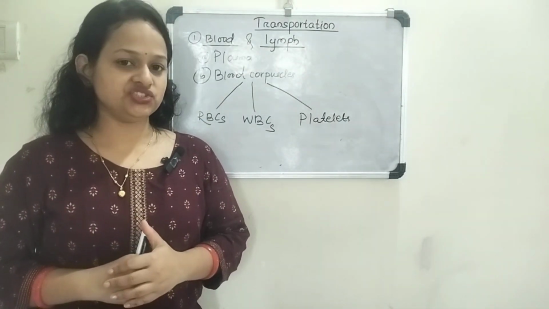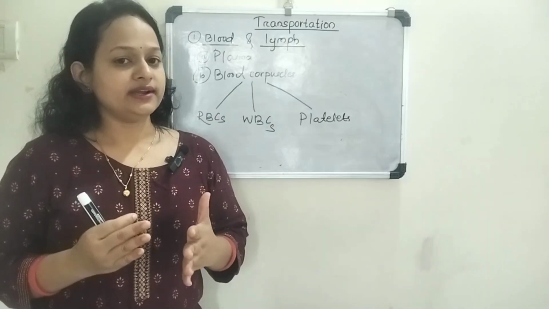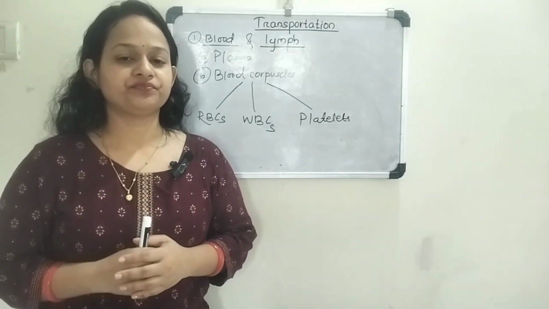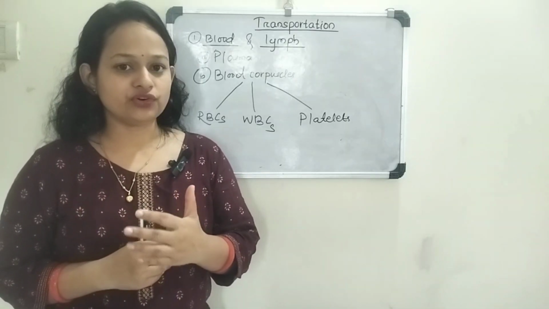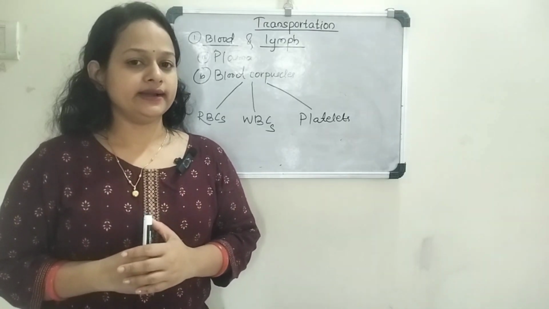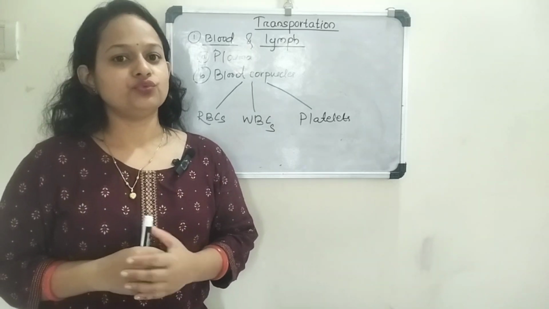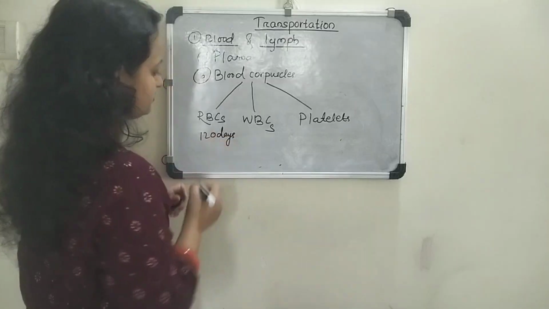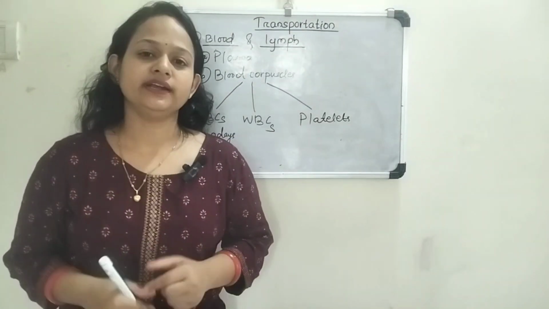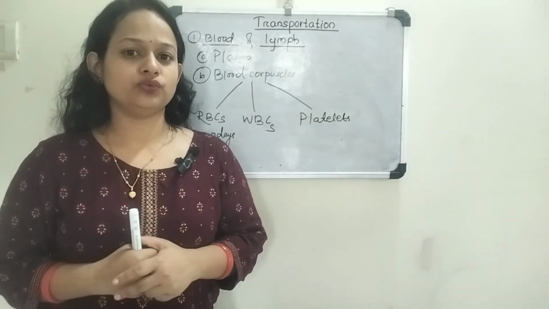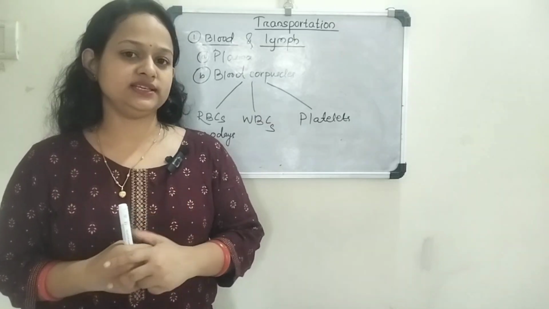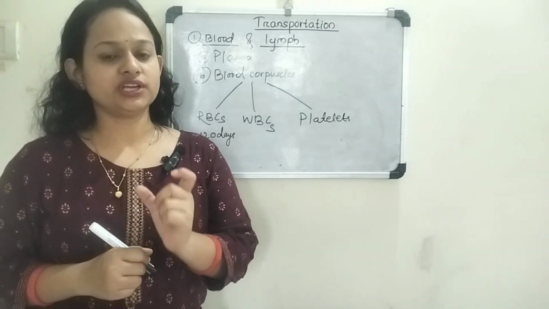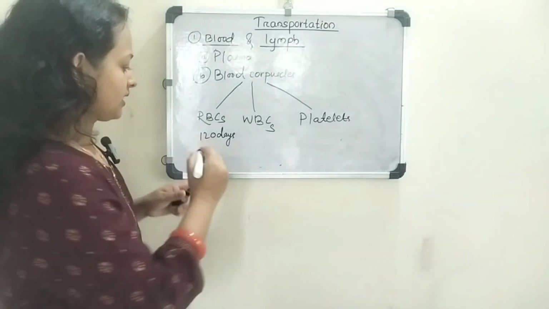RBCs are biconcave, disc-like structures, and they are non-nucleated. These RBCs are formed in the bone marrow, and their lifespan is about 120 days. After 120 days, they go for disposal, and the spleen is the site of their disposal. So the spleen is known as the graveyard of RBCs.